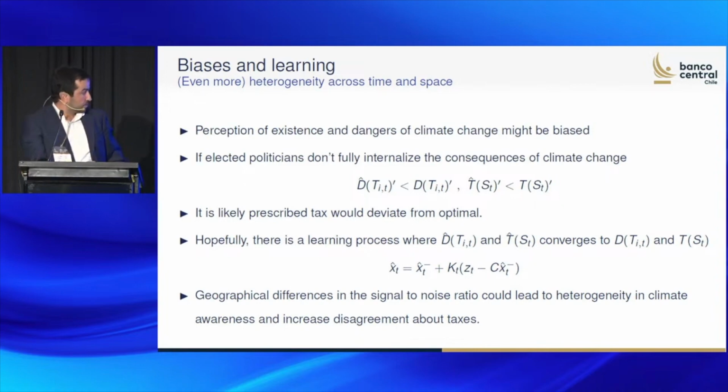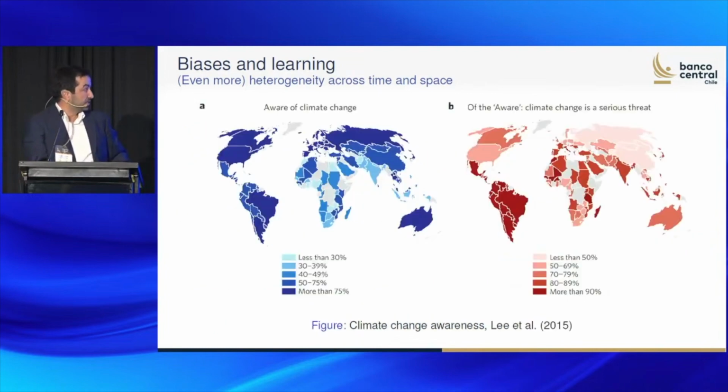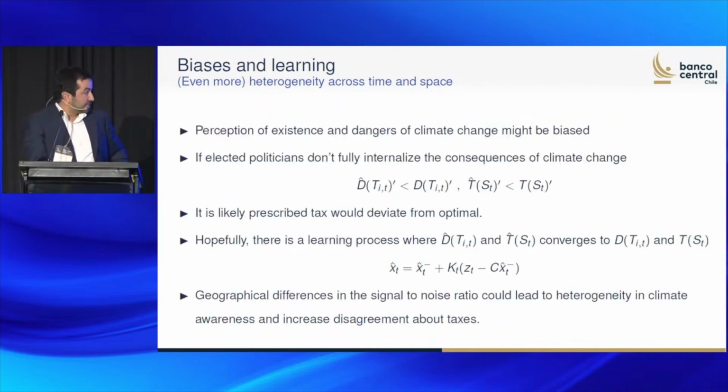And of course, in a simple signal extraction problem, you could evaluate something like that. And then geographical differences in the signal-to-noise ratio could lead to this heterogeneity. So maybe countries that have higher volatility in temperature find it harder to assess the difference that comes from this shock. But maybe it's not that easy.